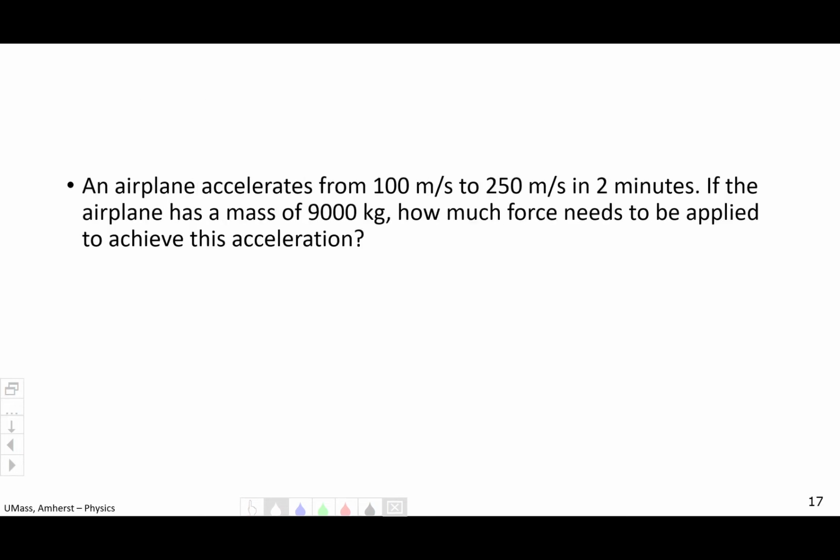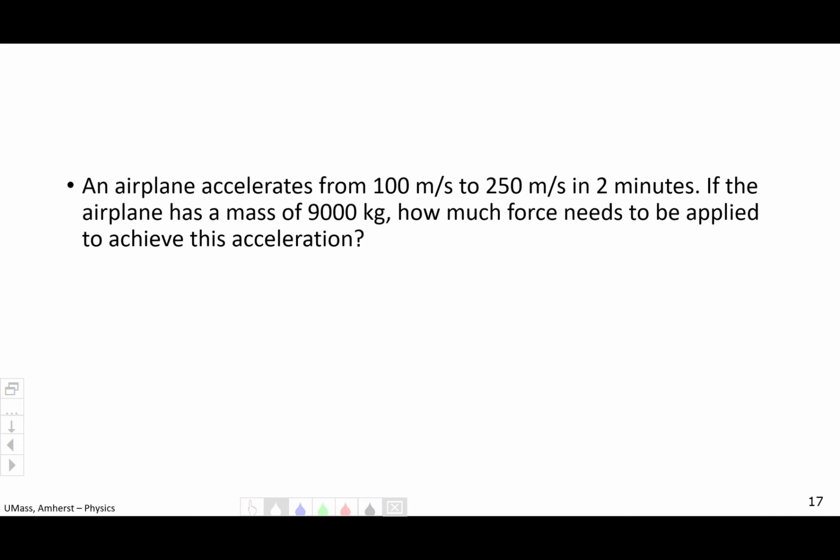All right, I want to do a quick problem here for you just to refresh your memory on the types of problems that we might see. And this is actually going to be a combo problem. It's going to involve two different disciplines, but we'll see that it's no big deal. So we have an airplane accelerating from 100 meters per second to 250 meters per second in 2 minutes. If the airplane has a mass of 9,000 kilograms, how much force needs to be applied to achieve this acceleration?